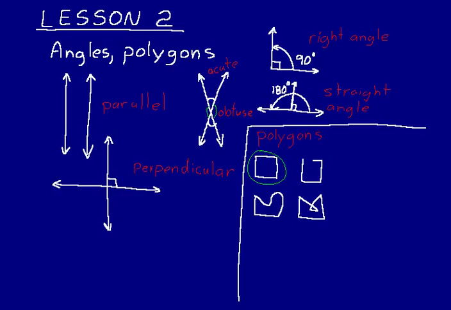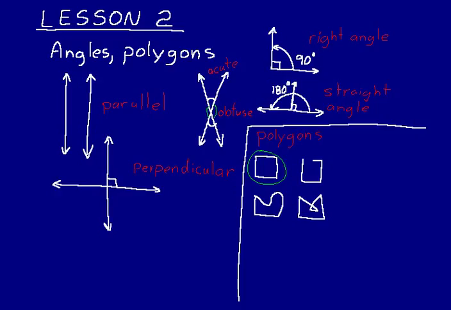Now polygons, they are named based on their number of sides. And their number of sides is also the same as their number of angles on the inside. That's where polygon comes from. Poly means more than one or many. Gon means angle, so many angles or more than one angle. That's what these shapes have.